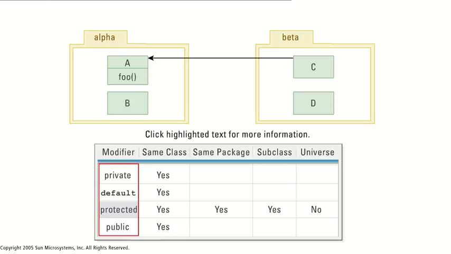Let's try the public modifier. Now with the public modifier, the B class, the C class, and the D class may all access the foo method. Because with the public modifier, any other class may access that attribute or that method. It doesn't matter if the class is in the same package, a different package, or if it inherits from that class or not.